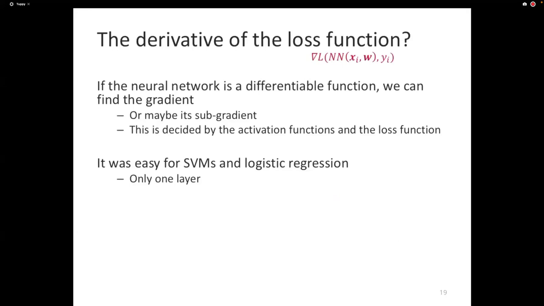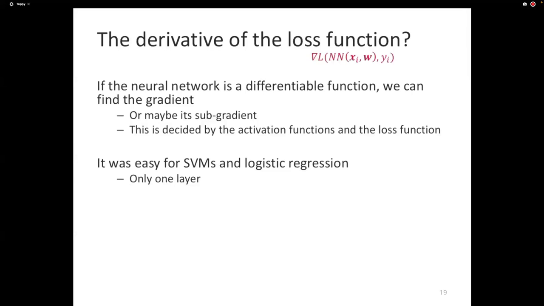If the neural network is a differentiable function, in theory, we can find the gradient. Or more actually, in general, not just the gradient, but the subgradient, because you might have a max thrown in somewhere. And the nature of the gradient depends on the choice of the architecture, the choice of the activation function, and such.